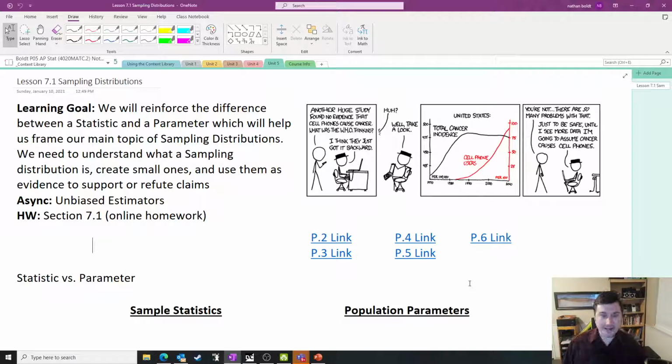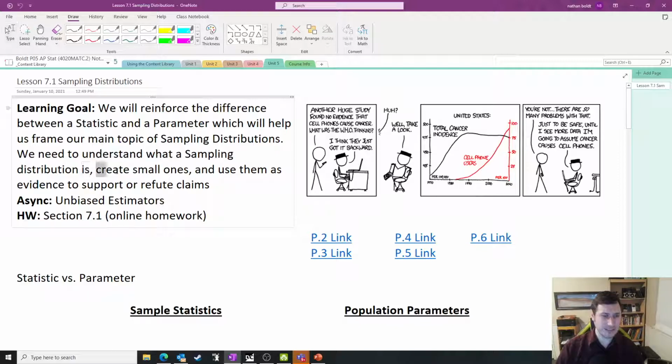So, what are we doing today? First off, we're going to take a look at the difference between a statistic and a parameter. That's going to help us frame the topic of this new thing, the sampling distribution. And yes, the ling is important. You have to say it that way. We need to understand what a sampling distribution is. Like, what the heck is this thing?